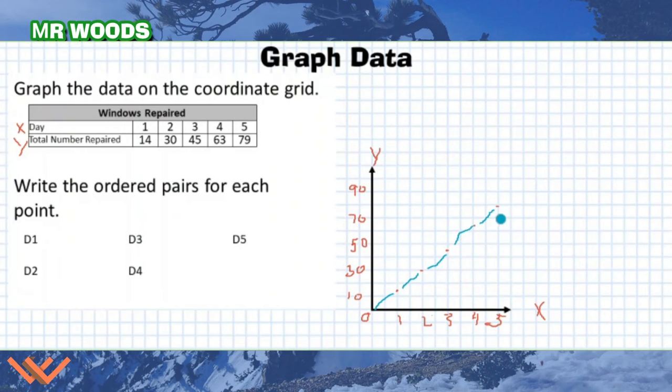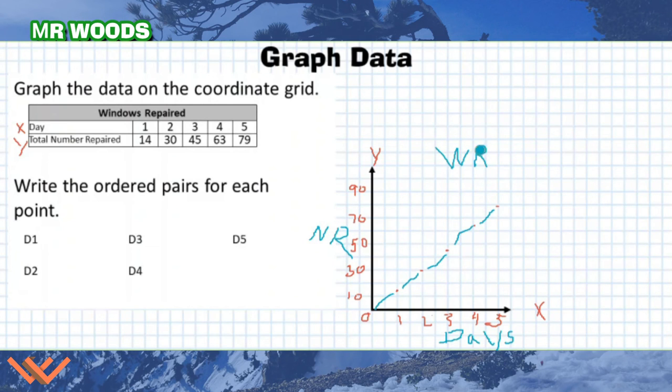So I have my data plotted, but there's something missing here. What's missing? Well, windows repaired. I need to put this here and say, I'm just going to do W, windows repaired. If I was going to write it out, it would take a little bit longer. So the days, I'm just going to put down day, D for day, or I can just write that one out. That one's short, days. And then total number repaired. I'm just going to write that as NR.